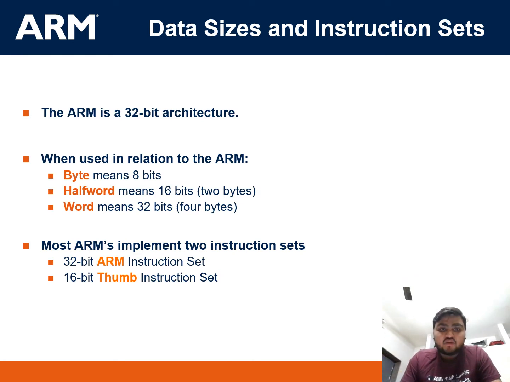Madam, basically the ARM is a 32-bit architecture, in data size and instruction set. The basic ARM is a 32-bit architecture. When used in relation to the ARM, byte means 8-bit. In ARM, byte means 8-bit, half word means 16-bit, and word means 32-bit. We use this in ARM relation. Most ARM implementations have two instruction sets: the 32-bit ARM instruction set and the 16-bit Thumb instruction set.